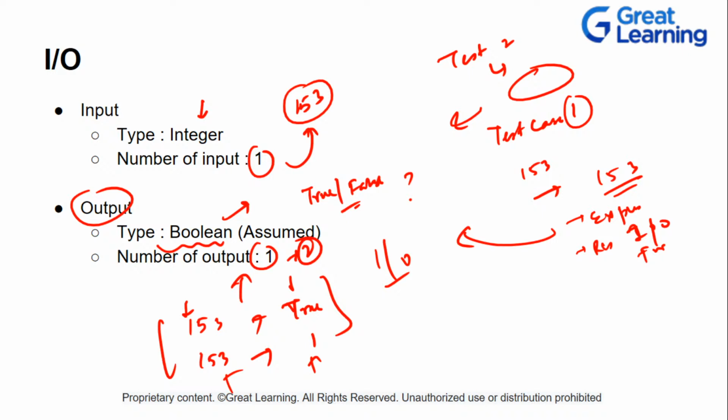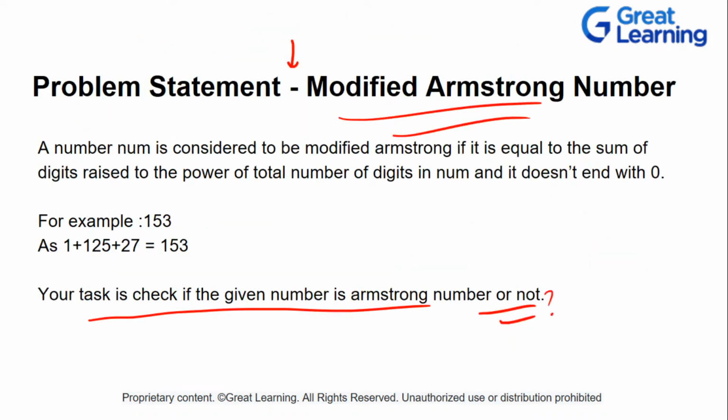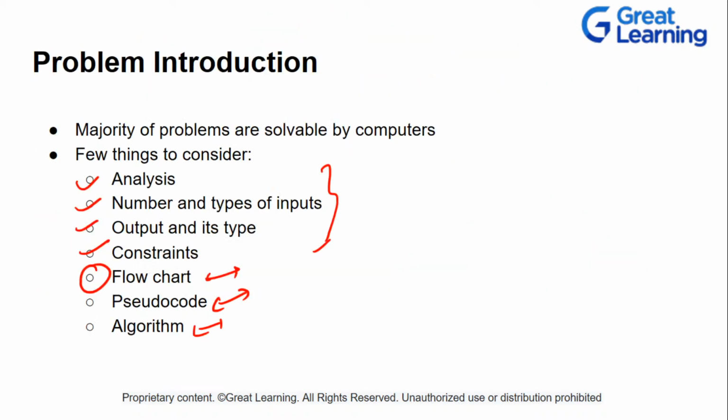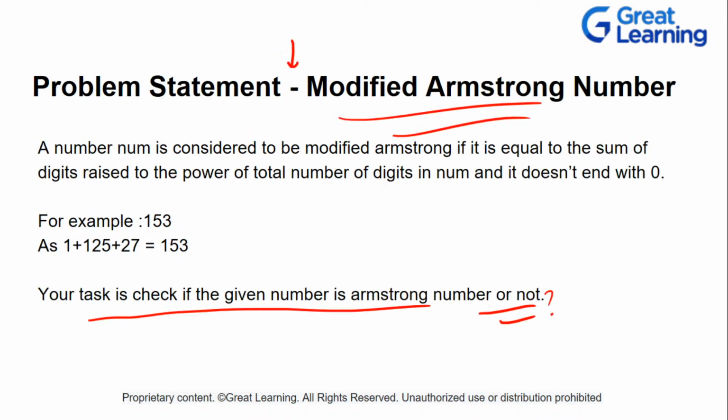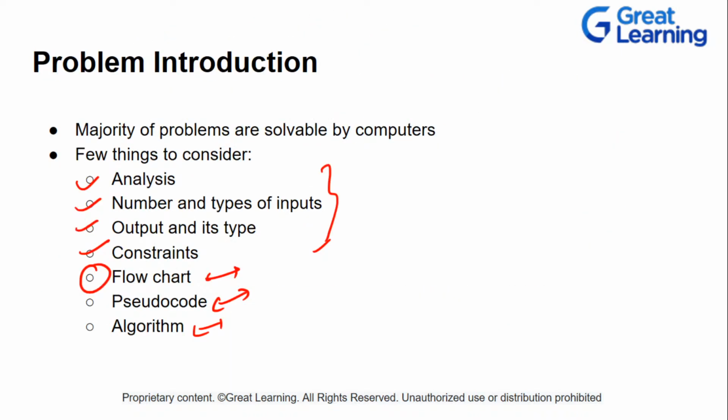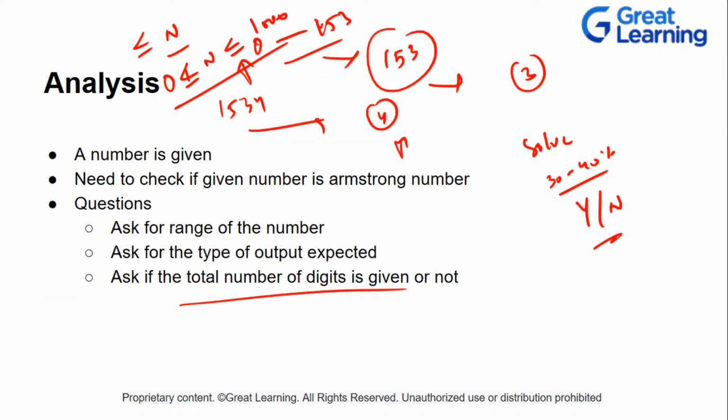Okay, is this thing clear, guys? Am I making sense to you guys? Are these two parts clear, right? First was the analysis phase. The next was the number of inputs and the type of that input. Okay, and similarly the output and its type. Okay, is this thing clear, guys? Do you want me to repeat these 3 steps?